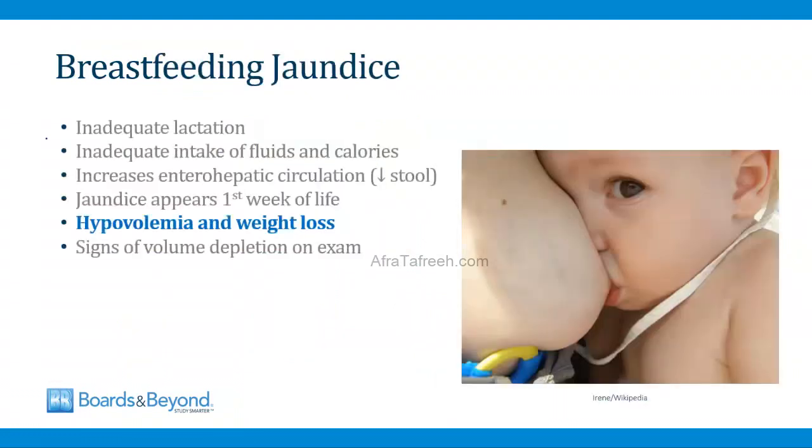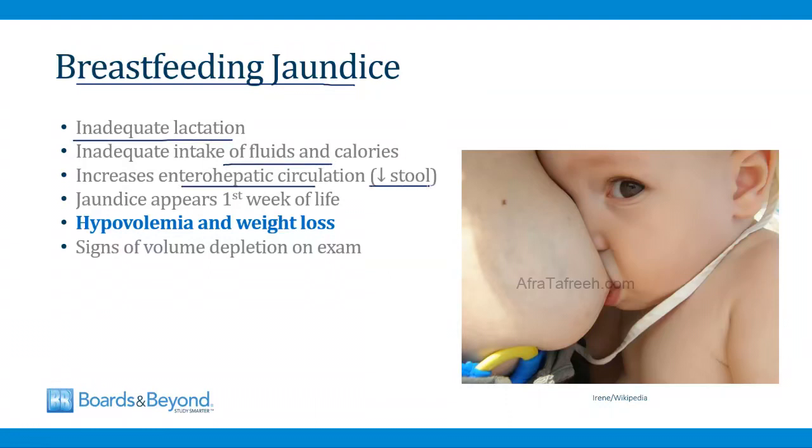Another reason that babies can develop more severe or prolonged hyperbilirubinemia is because of something known as breastfeeding jaundice, which is totally different from breast milk jaundice. Breastfeeding jaundice occurs when the baby is having trouble feeding from the breast and is getting inadequate nutrition from lactation. These babies aren't taking in enough fluid and calories, and as a result, there's more enterohepatic circulation of bilirubin. These babies aren't producing much stool, so the bilirubin is not going out in the stool, and more of it is being reabsorbed than usual.